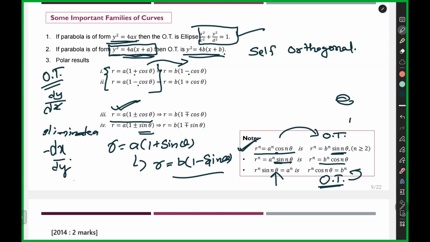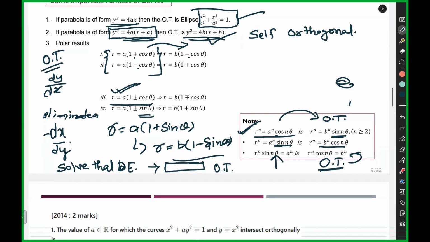And if you solve that differential equation of first order, and you get the same curve type in the orthogonal trajectory, then it is said to be self orthogonal. The constants need to be changed because it is a parameter. Okay, sir, got it. In all of the cases you can see we have changed the constant, again in this form as well, you can see.